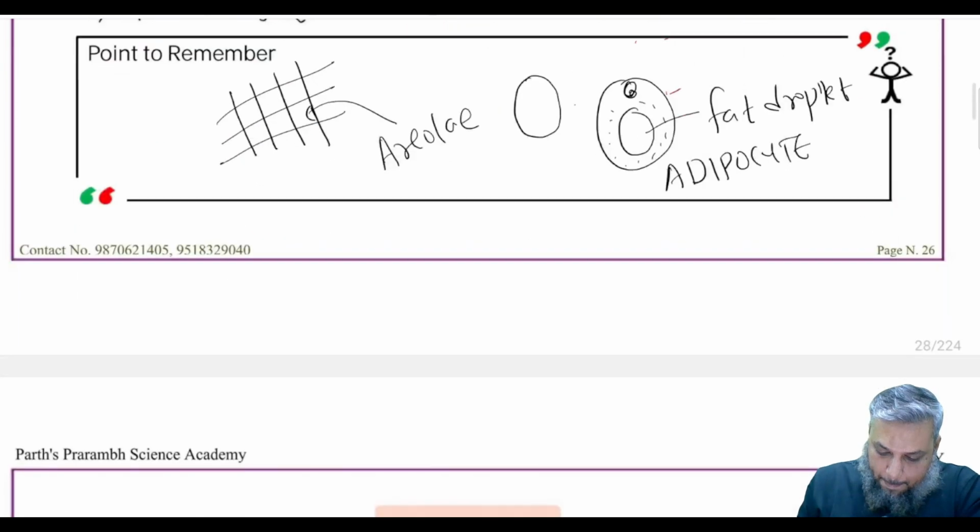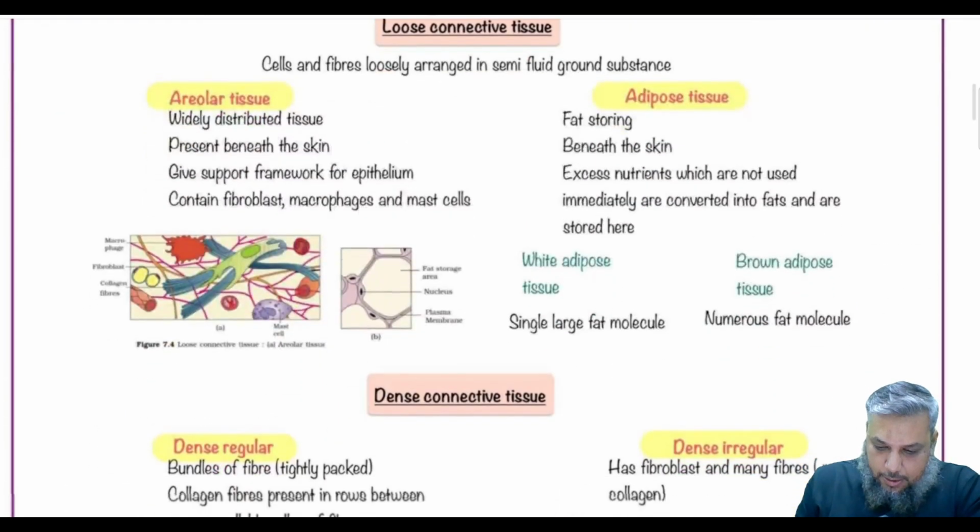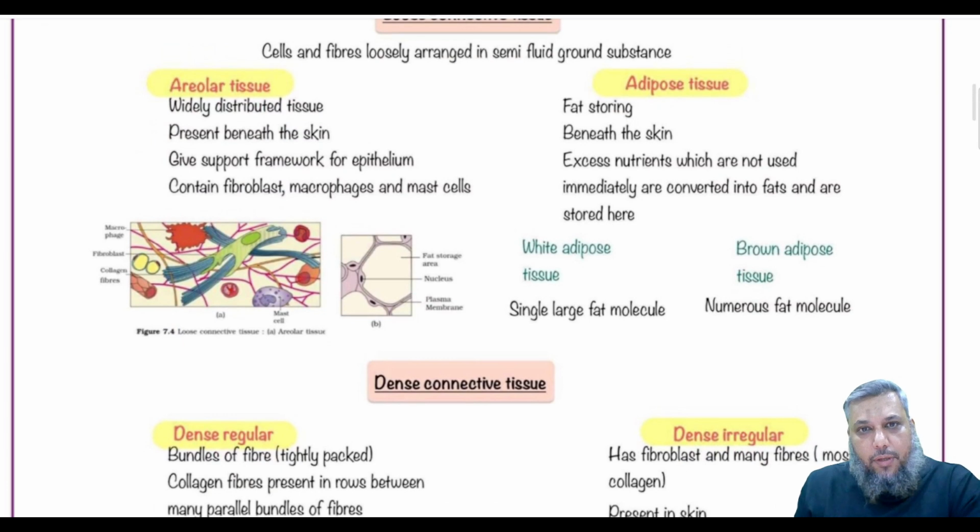Now, we are doing the first type of the areola. We are doing the first type of the binding connective tissues, the connective tissue proper. The areolar connective tissues are considered to be most widely distributed tissues present throughout the body. They connect your skin, integumentary system, with the underlying parts.